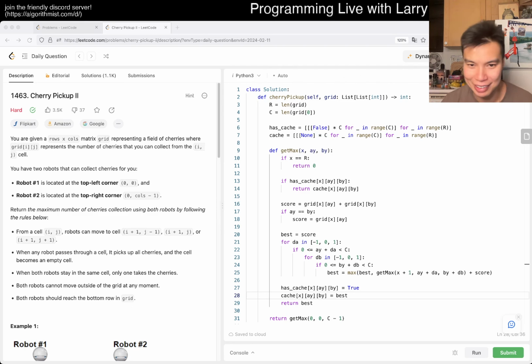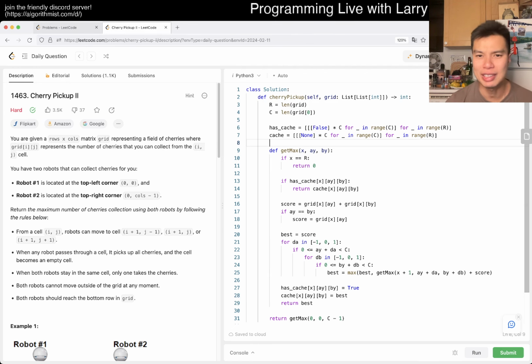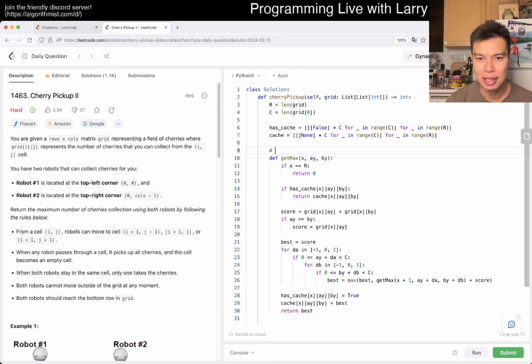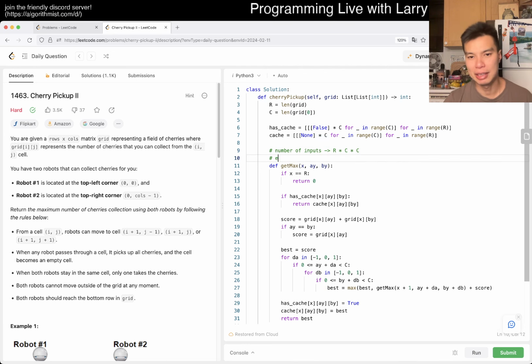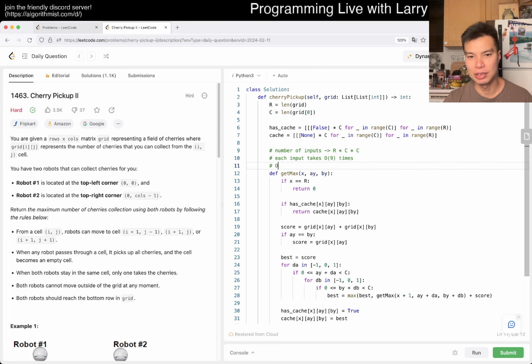What is the complexity? Like I said though, I already did the complexity a little bit. The number of inputs is going to be R times C, and each input takes O of 9 times, which is obviously O of 1. So this is just going to be in total O of R times C, time and space as well.